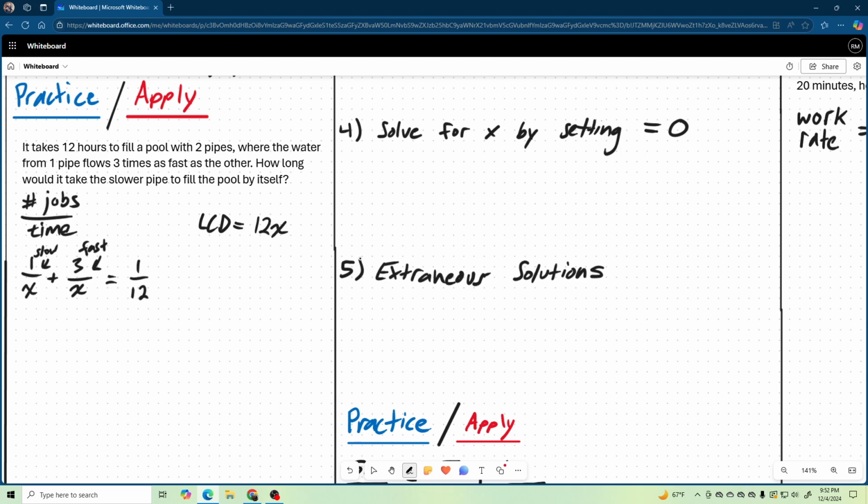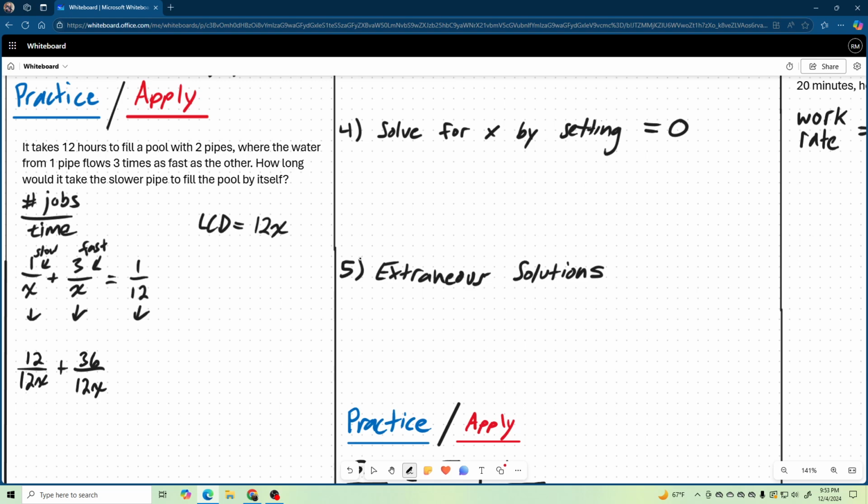So now let's turn each of these fractions into something with the same LCD at the bottom. Here I have 1 over x. In order to get this x to become 12x, I have to multiply it by 12. So 12x is on the bottom, and then we multiply the top by 12. 1 times 12 is just 12. Then plus, we have an x on the bottom, so we multiply top and bottom by 12. So plus 12x on the bottom, and we multiply the top by 12. 3 times 12 is 36.